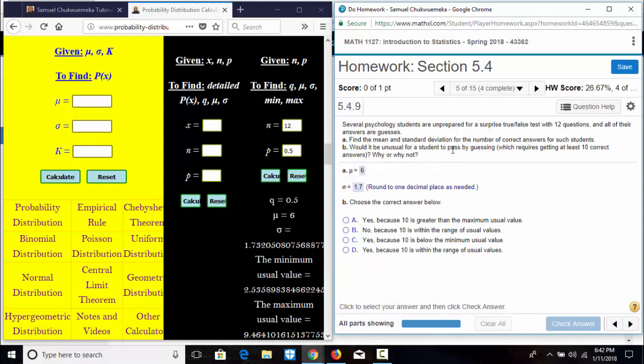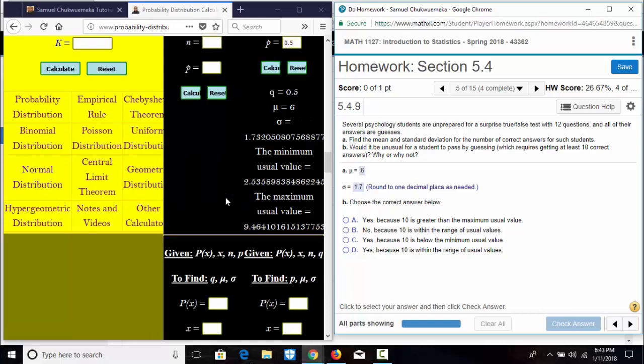Would it be unusual for a student to pass by guessing? That requires getting at least 10 correct answers. So we look at the minimum usual value and the maximum usual value. The minimum usual value is 2.535898. The maximum usual value is 9.46410. 10 correct answers is outside the range of these values.